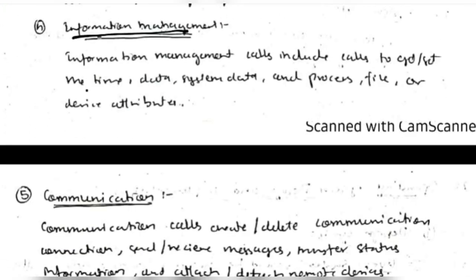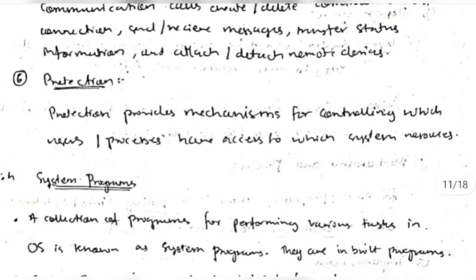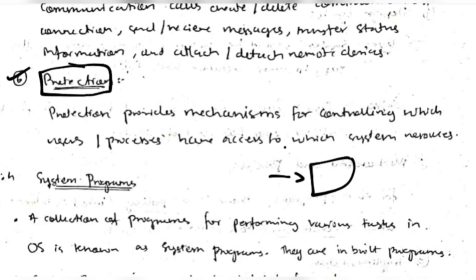Okay, fourth one is information management. In information management, if you have to access the time data, the system data or the processor of the system, at that time we will be calling the information call. And communication call means if you have to send data to other devices, remote devices, by using a network, at that time we'll be using a communication call. The last one is protection. If a user is trying to access the system resources, we'll be doing a protection call. By using a protection call, we can authenticate whether the user is allowed to access or not.